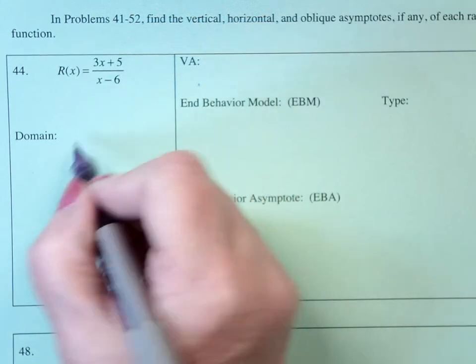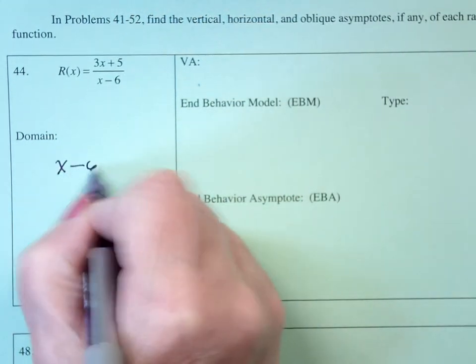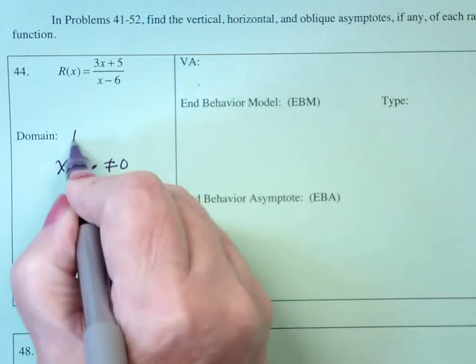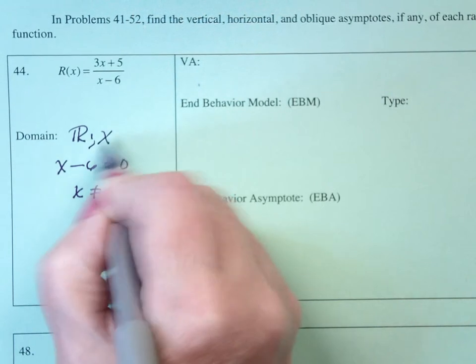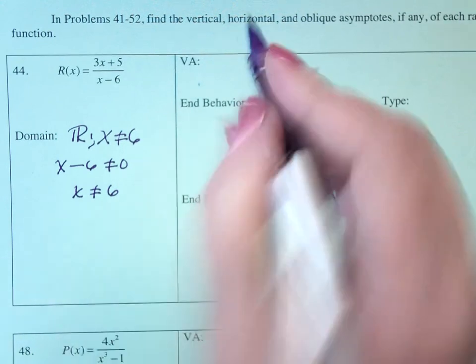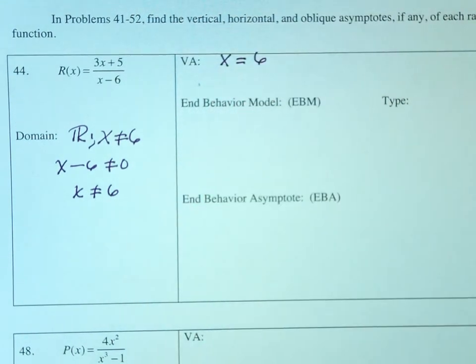So if I take a look, the domain is going to be, well, we have x minus 6 can't be 0, x can't be 6, so it's all real numbers except for 6. For us in this class, with our focus, we can then say the VA is x equals 6. Because remember, VAs are caused by divisions by 0.